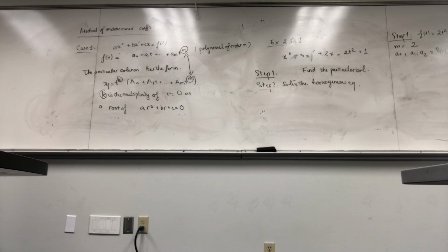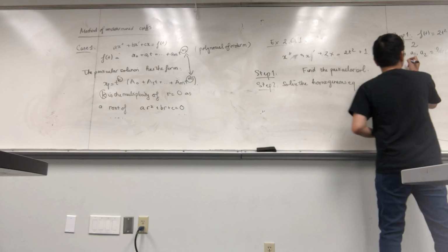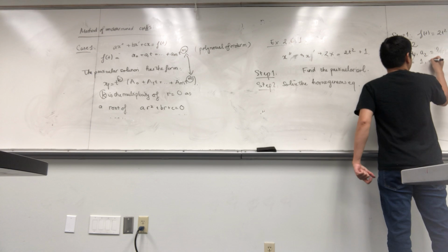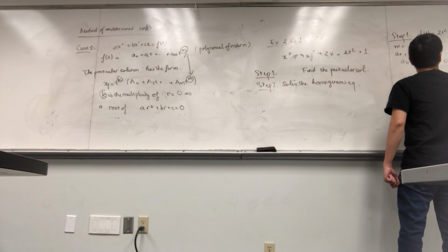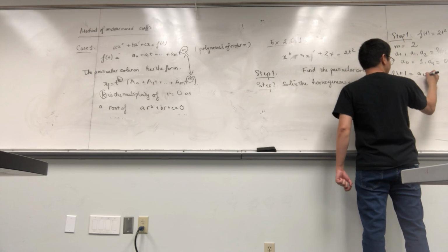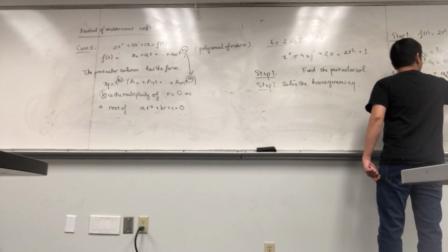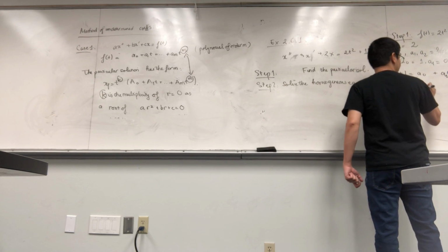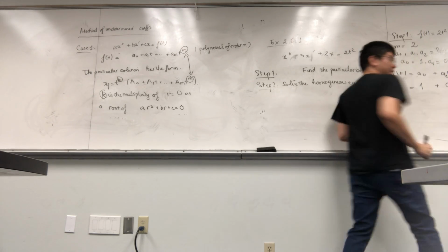So a0 is 1, a1 is 0, and then a2 is 2. So a0 is 1, a1 is 0, and a2 is 2. Right, so basically you have f is a0 plus a1t plus a2t squared. And this is 1 plus 0t plus 2t squared, right?